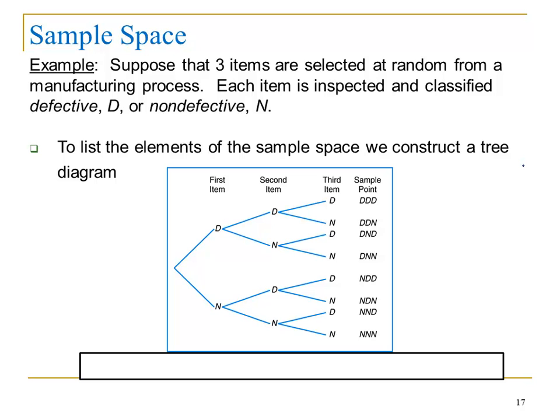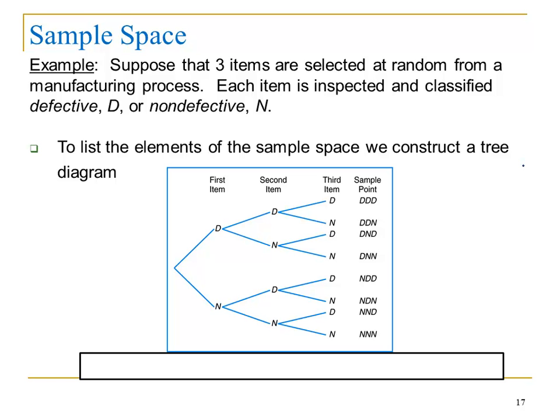So as you can see at the top, we have first item, second item, and third item. And what we're doing is, for the first item, we know that it can be defective or non-defective. But we know that if it is defective, the second one can be defective or non-defective. And also, if the first one is non-defective, the second one can also be defective or non-defective. So you start with the first item, then you list the options for both branches.